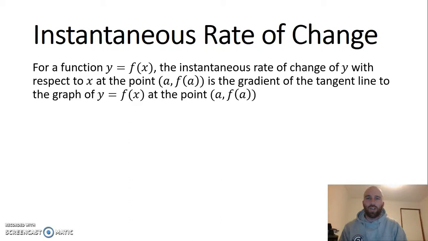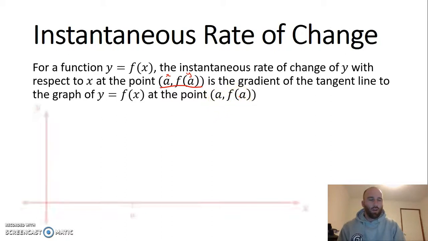So for a function y equals f of x, the instantaneous rate of change of y with respect to x at the point (a, f(a)), just think of that as still your x, y, is the gradient of the tangent line to the graph y equals f of x at (a, f(a)).